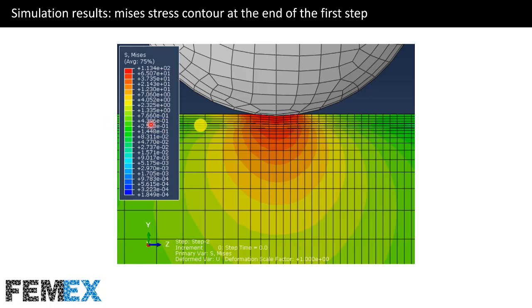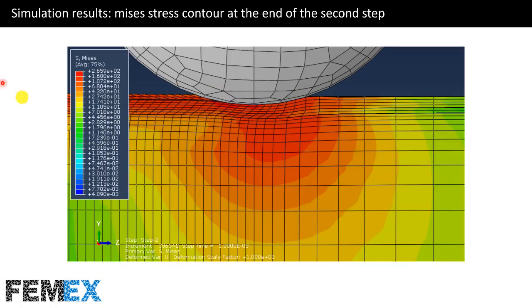As you can see, here we have small deformations because the value of normal force is 1 Newton. And here we have the Mises stress contour at the end of the second step. Here you can see the deformation of the elements of the top layer and base layer. Here the value of normal force is 10 Newtons.